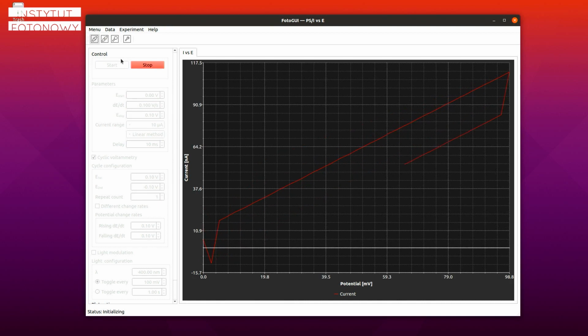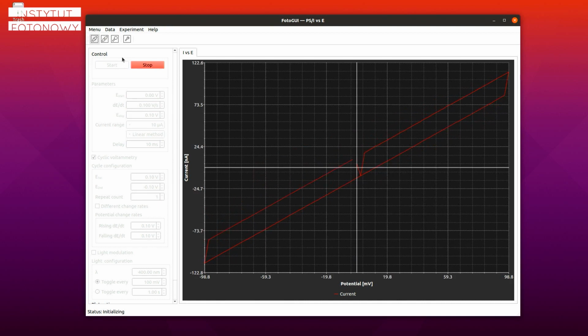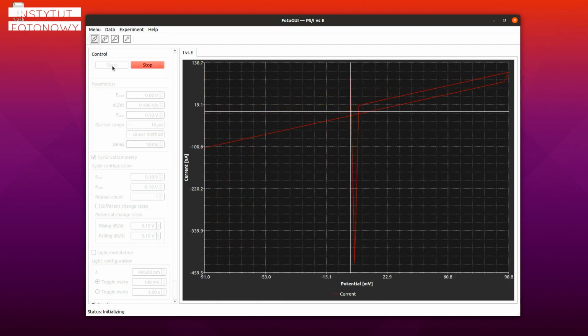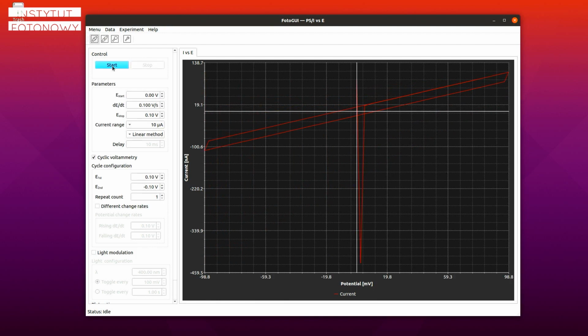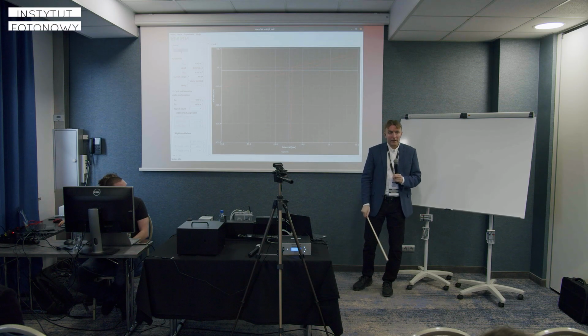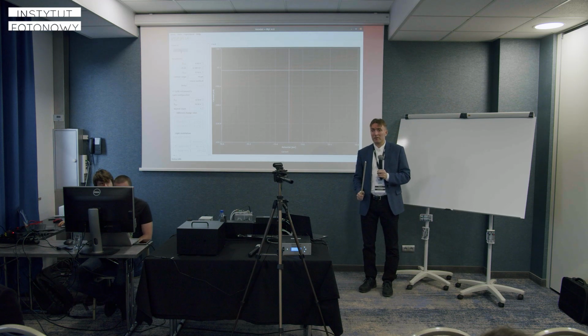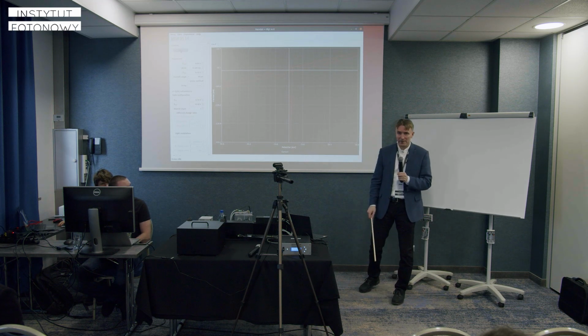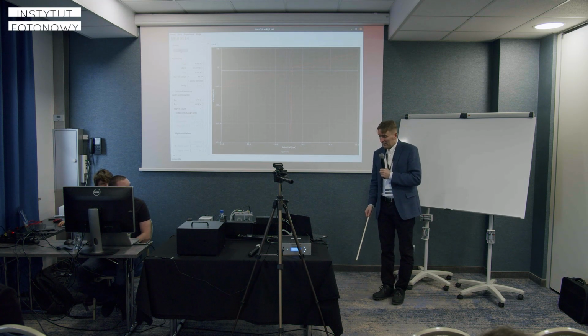Can we run another? Once more. Okay. Now we have exaggerated this initial spike here. And why is that? It seems like some glitch in the system, but it is not. It is just physics.